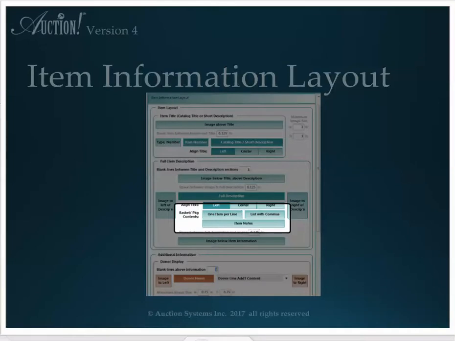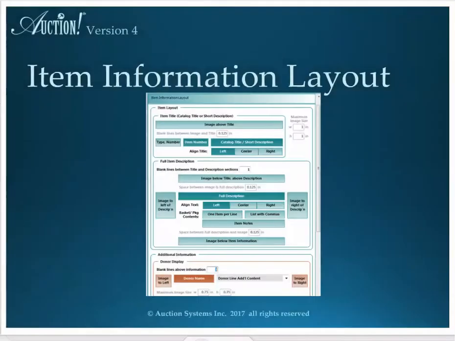The only way any of this information can appear on a bid sheet is if you include it in the item entry form for the item itself. The only way to edit the item information on a bid sheet is to edit the item entry form for the specific item.